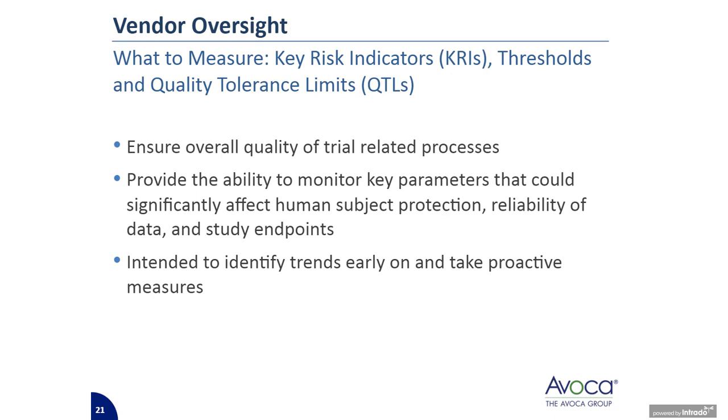So what are you going to measure? Well, when it comes to human subject protection and data integrity, your study endpoints, you're going to look at your key risk indicators, thresholds, and quality tolerance limits. Using the input of the medical team and the trial statistician, decide what you will measure and why. You want to be able to identify trends early on and take proactive measures.